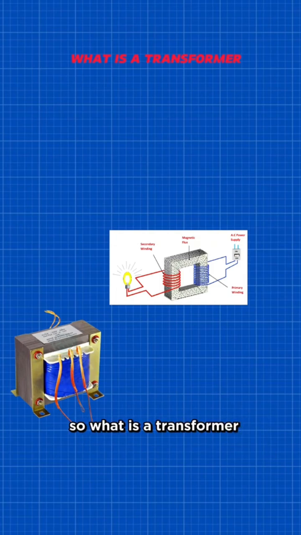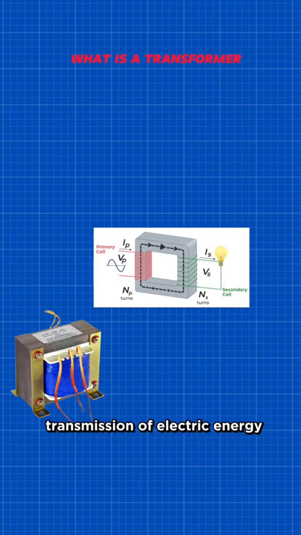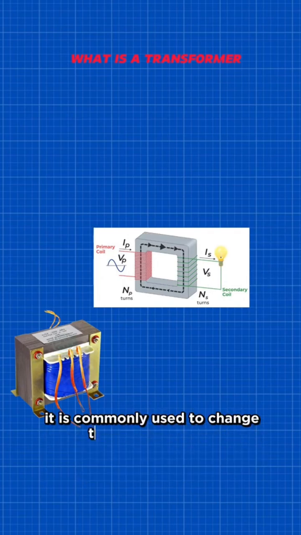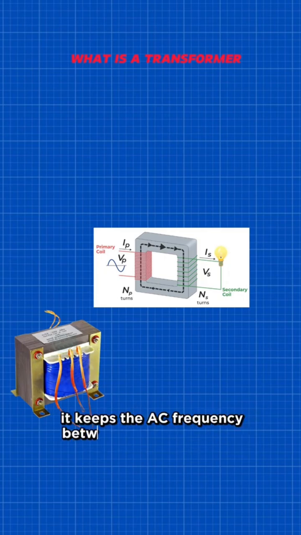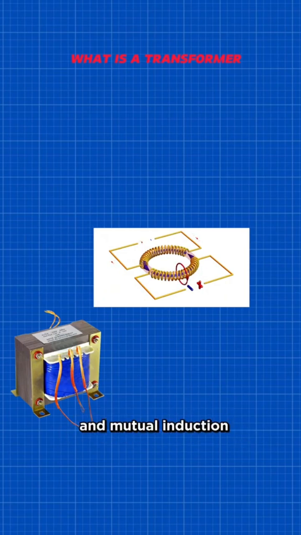So what is a transformer? A transformer is a device used in the power transmission of electric energy. The transmission current is AC. It is commonly used to change the supply voltage. It keeps the AC frequency between circuits the same. The transformer works on the basic principles of electromagnetic induction and mutual induction.